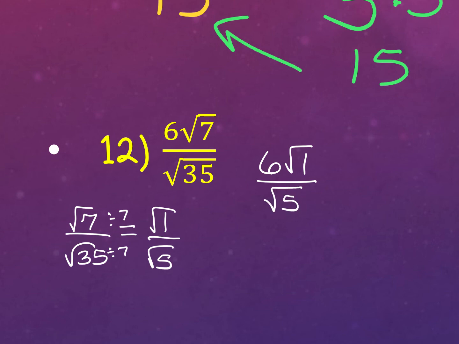I can square root the 1. The square root of 1 is 1. So now I'm left with 6 over the square root of 5.